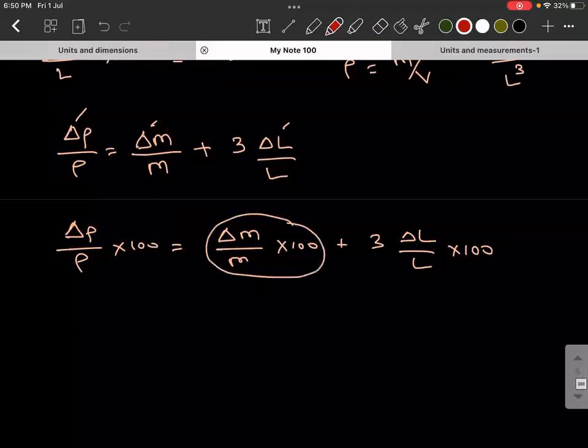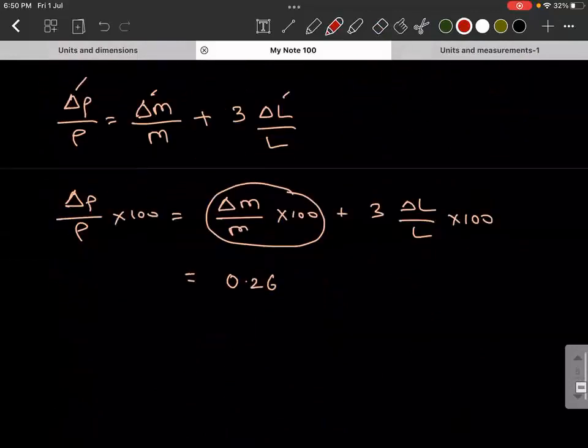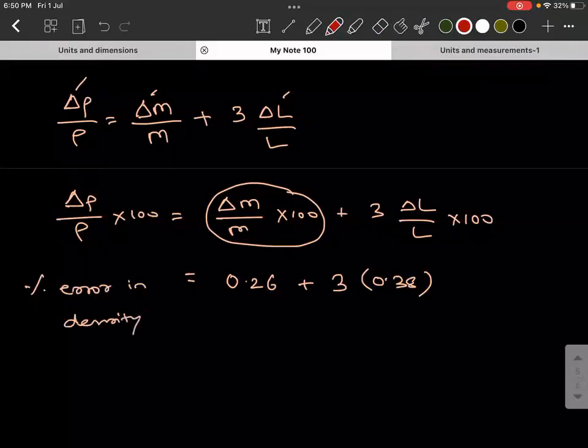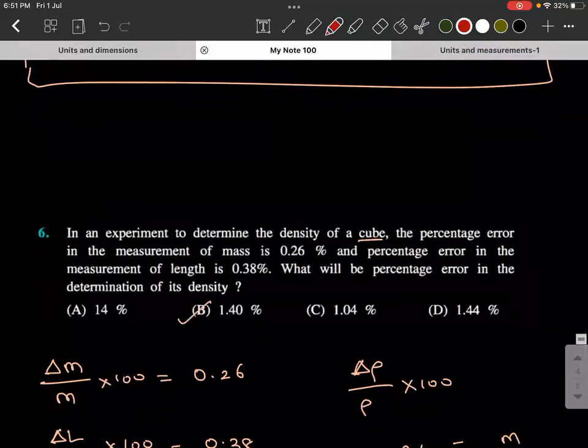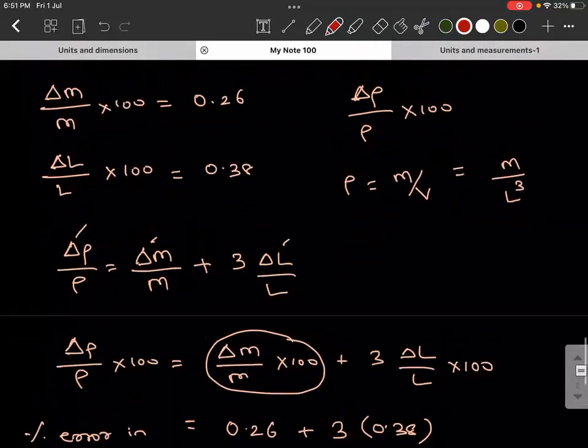So what is delta M by M into 100? 0.26. Similarly, delta L by L into 100, 0.38. So this will give you the percentage error in density. So how much would be the answer? 0.26 plus 3 into 0.38. I think it is 1.04. No, it is 1.14, no? We'll take 1.14. Right? So 0.26 plus 1.14 will give you 1.4. So 1.4 percent is the percent error that is occurring in density. So that is 1.4%. Is it clear? So please make a note of this.